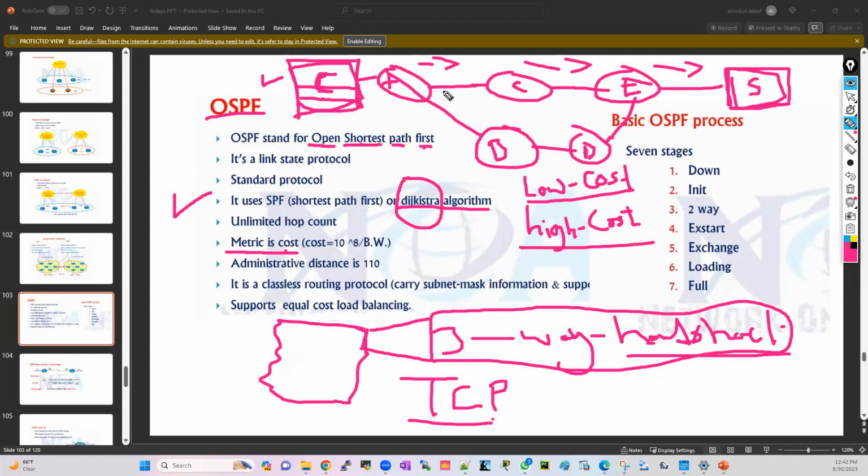If, for example, this side has 10 bandwidth, and the other side has what? 100 bandwidth. This side will be considered low cost. This is where it's going to send the packet to. Does that make sense? Yes, sir.